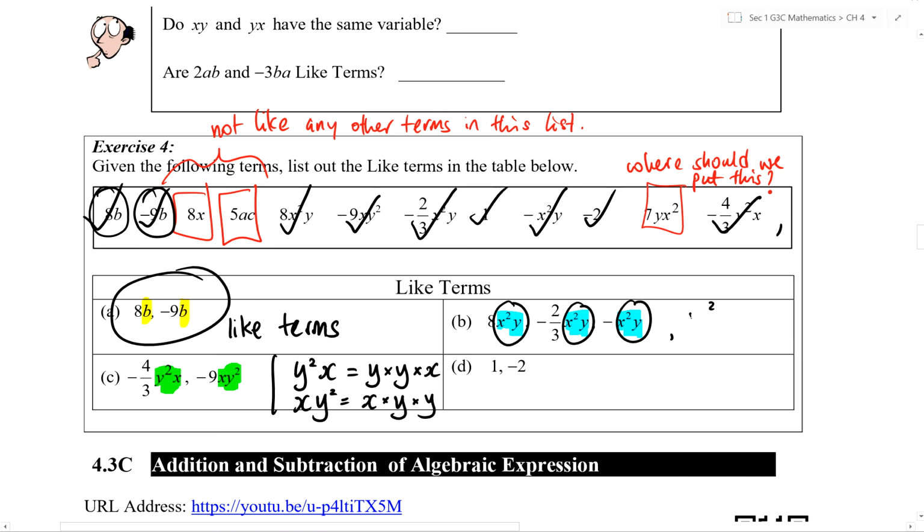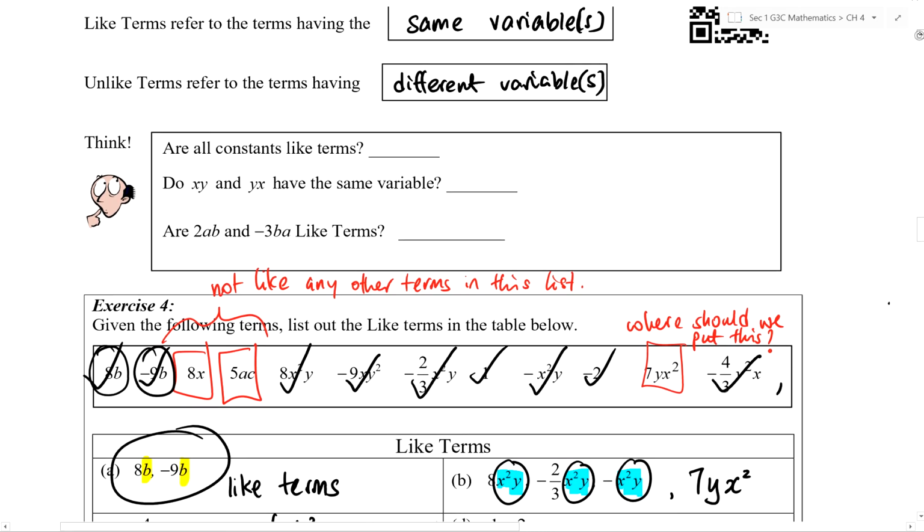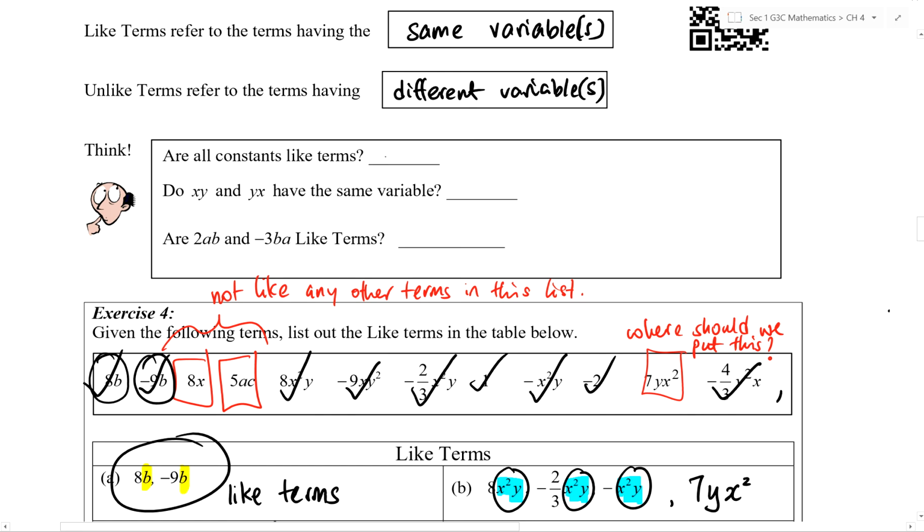Let's include it here: 7yx squared. Okay? Because yx squared is the same as y times x times x. Our x squared y is x times x times y. The same thing. Now we can go back and answer these questions. Are all constants like terms? Yes, they are. Do xy and yx have the same variable? Yes, again.